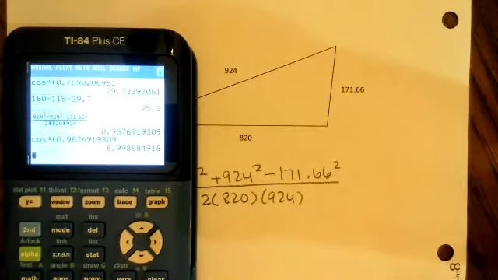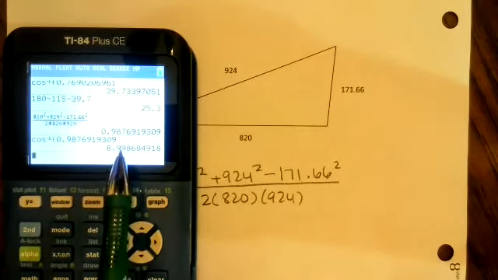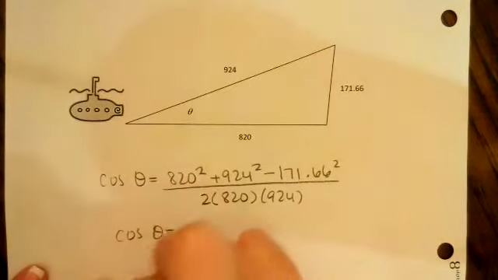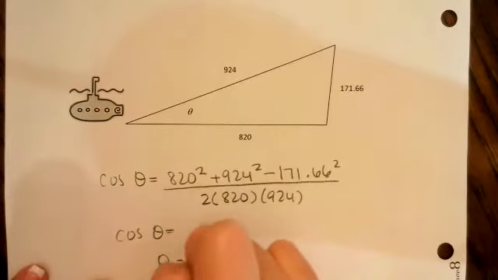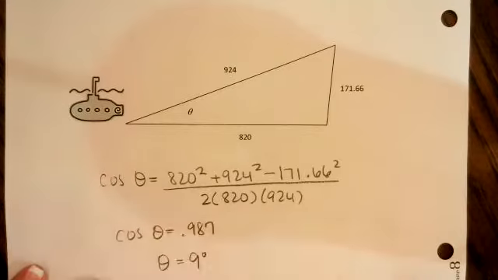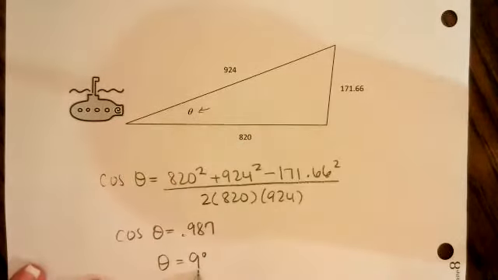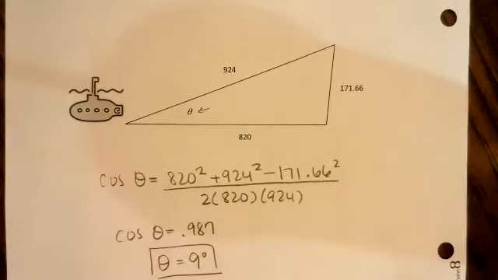8.998. We do keep one decimal. So that is going to round to 9.0. So we get theta is 9 degrees. And this was 0.987. I never wrote that there. So our theta, which is what we're solving for, came out to be 9 degrees. That is the angle at which the torpedo was fired.